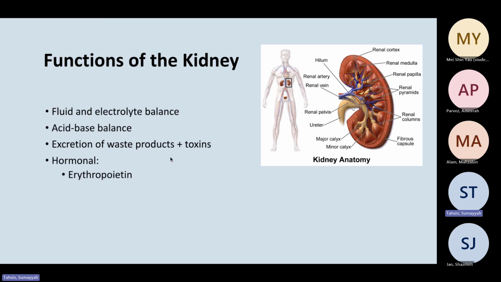So the first one is erythropoietin, or EPO. So EPO is produced in the renal interstitium and it's secreted in response to cellular hypoxia. So it acts on the erythroid precursors to make new red blood cells.